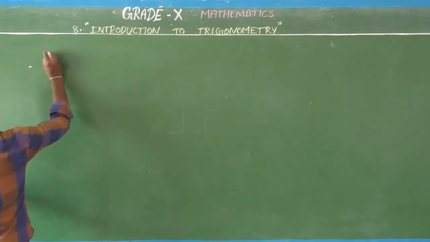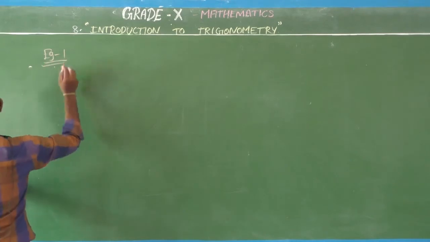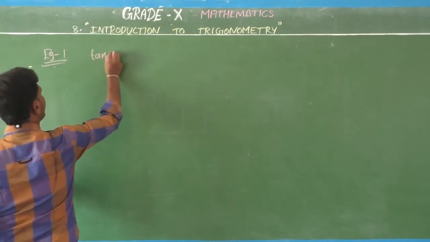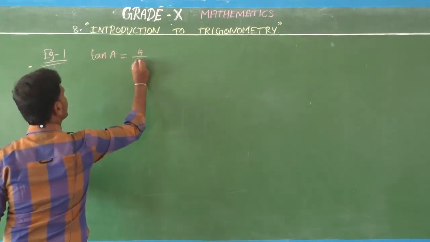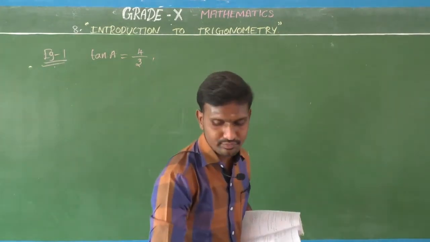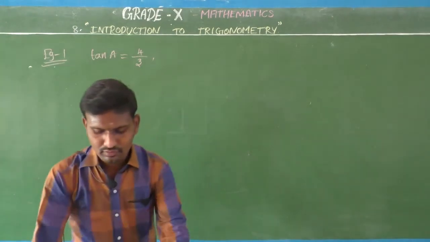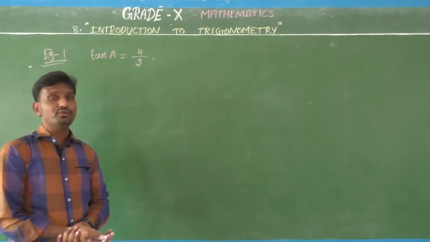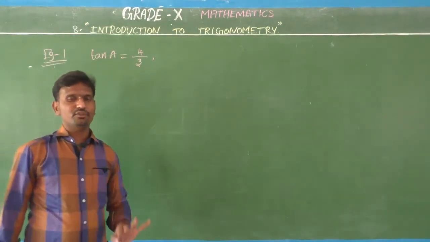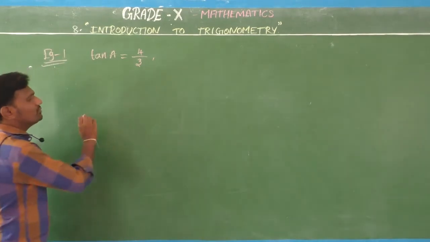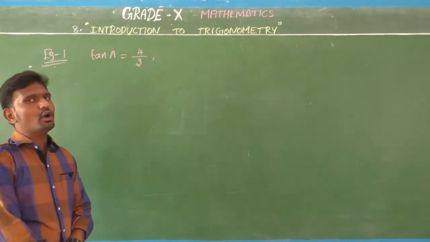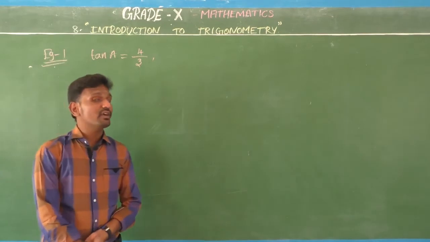Okay, yes students. So the first example, example 1, I am going to teach you now. I am reading the question, listen students. Given tan A equal to 4 by 3, find the other trigonometric ratios. In your book they are using K, 3K, 4K like that, but I am giving you the basic method. Don't get confused by that. So simple, tan A is given. Now we want to find the other 5 trigonometric ratios.